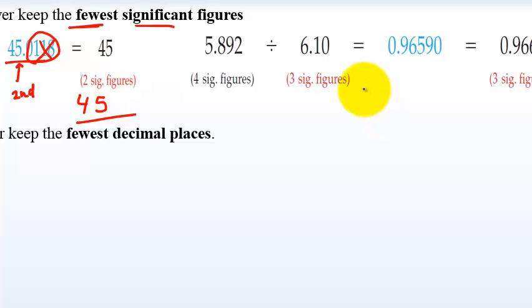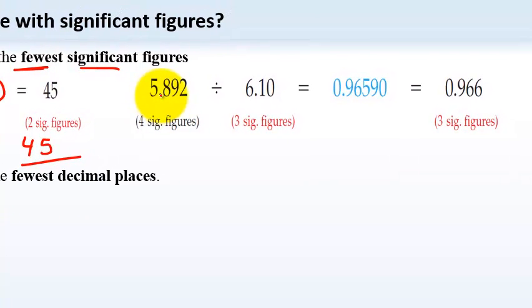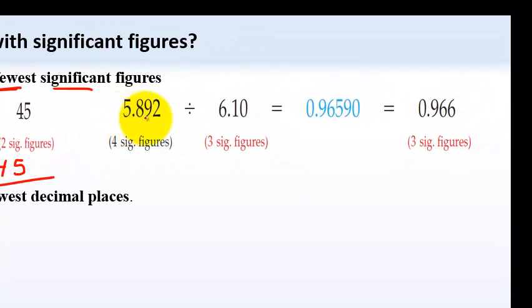Over here we divide, and we have 5.892. Because of the decimal right there, and it's larger than 1, all digits are significant figures. And here you have the same thing. It's larger than 1 and it has a decimal, so all digits are significant figures. In this case we have 3. And when I plug everything in the calculator, I have myself this number, 0.96590. But I can only keep the fewest significant figures, which is 3.